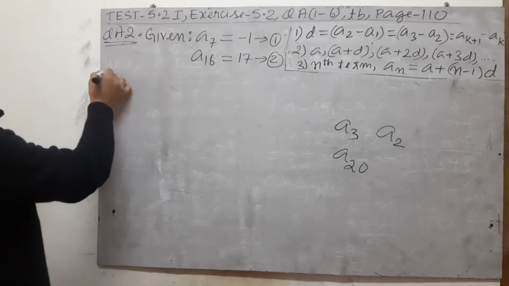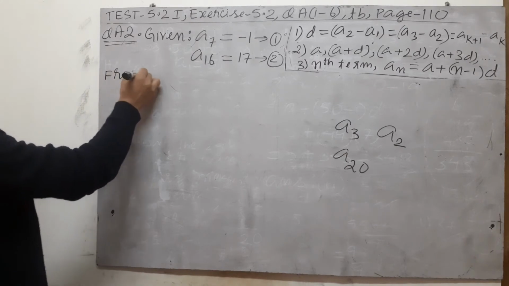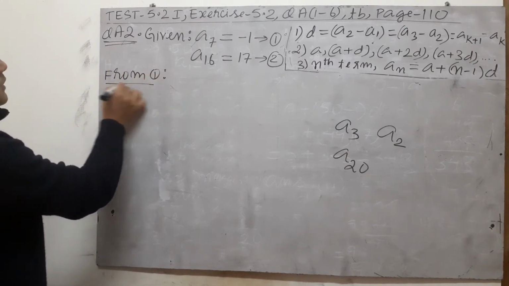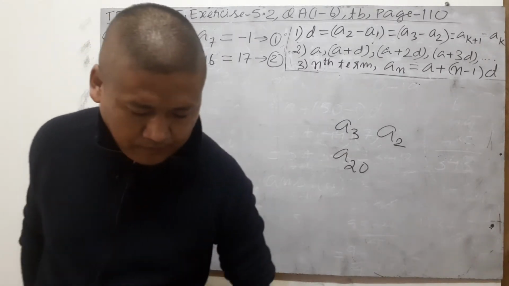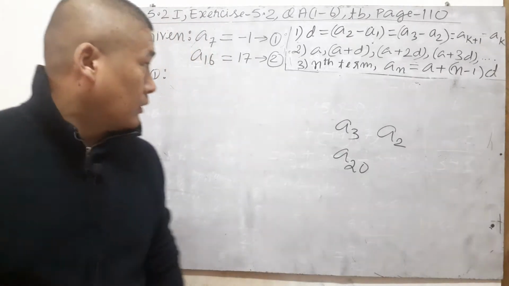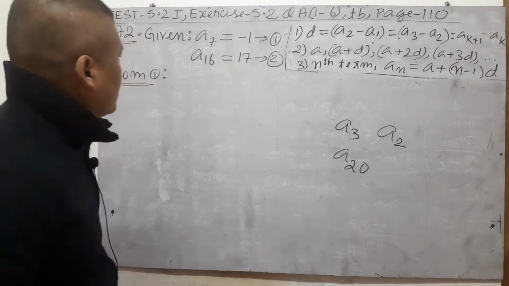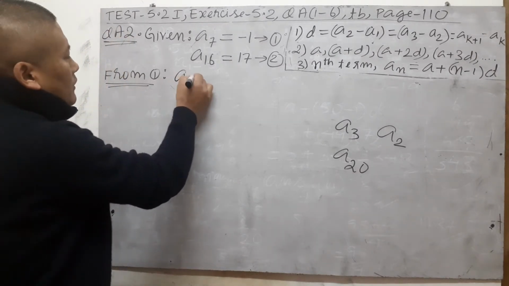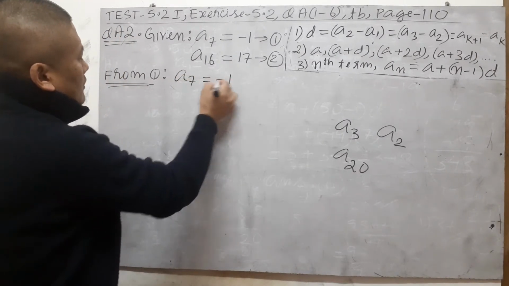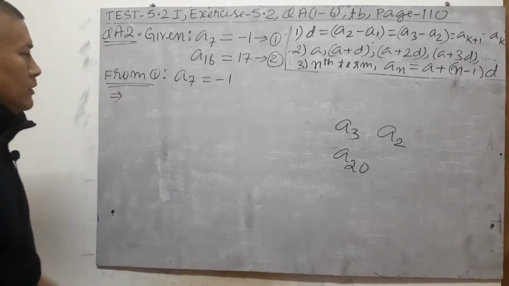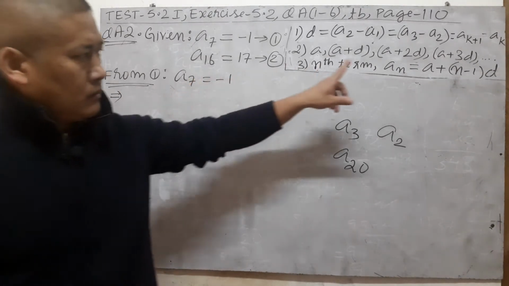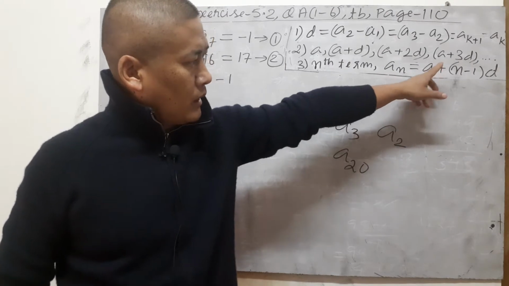So there, I can just take from 1. Now let us see what the question is asking anyway. The nth term is what? So nth term we have to find. A7 is given as -1. So let us just try to sort this out. An is here a plus n minus 1 into d.